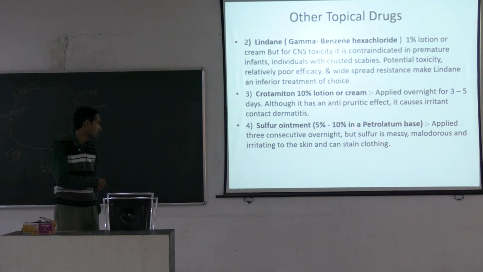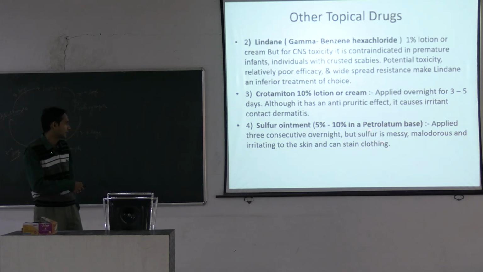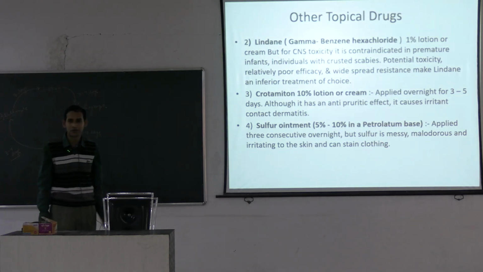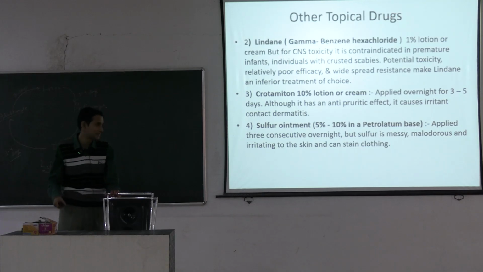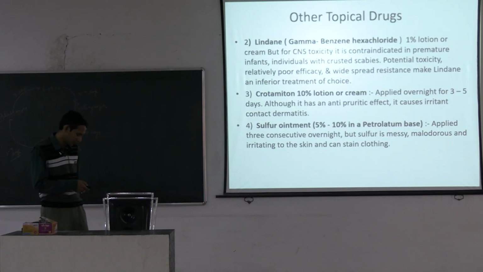So, crotamiton has a good antipruritic action, but due to irritant contact dermatitis, it is still not used commonly. Another drug which is used is precipitated sulfur ointment 5 to 10% in petrolatum base. Sulfur is not usually found, it has to be prepared by the pharmacist, and it is applied for 3 consecutive days overnight, and after that it is washed off.